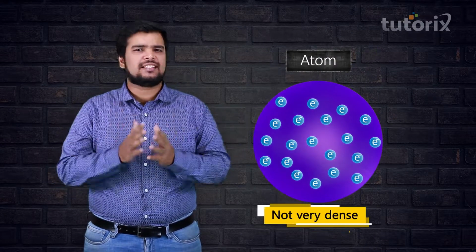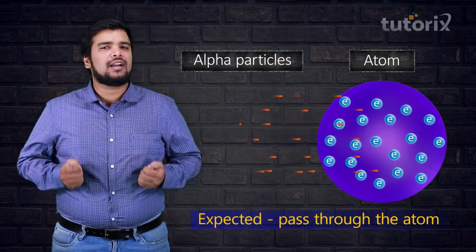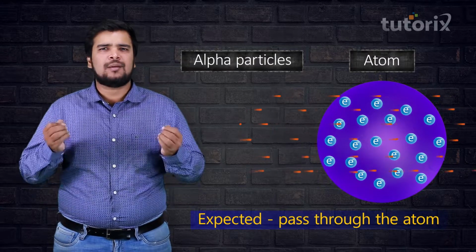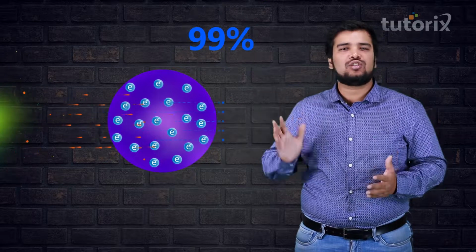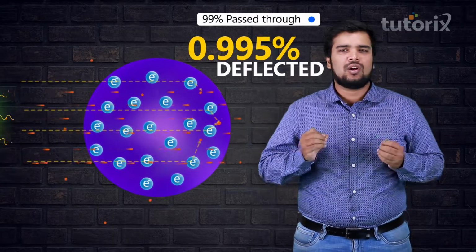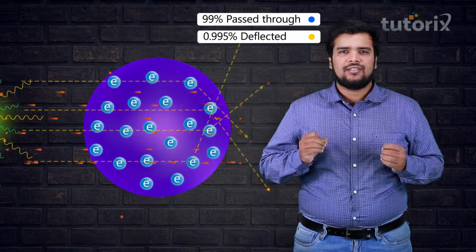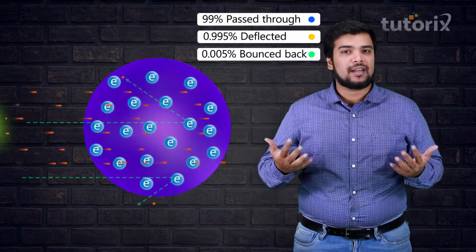So they had this belief that the atom was not very densely packed, and that's why they were expecting that the alpha particles would simply pass through the atom. But what they found was something unexpected. What they found was that 99% of the alpha particles simply passed through the atoms, but a fraction of them were deflected. And most shockingly, they found that 1 in 20,000 alpha particles was totally bounced back.